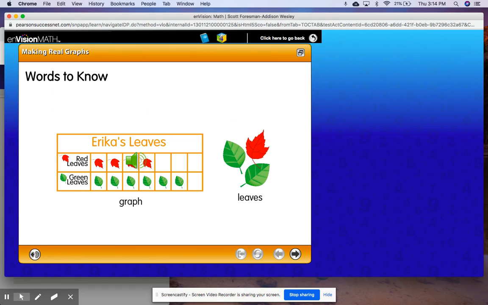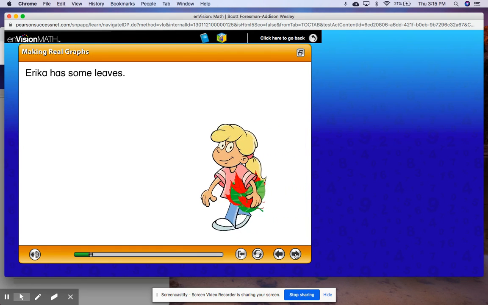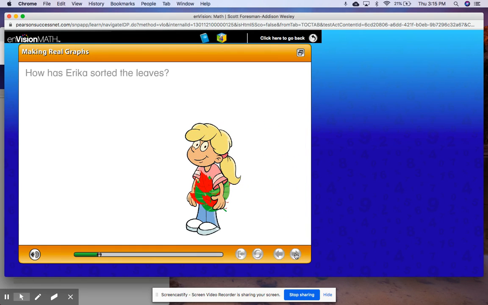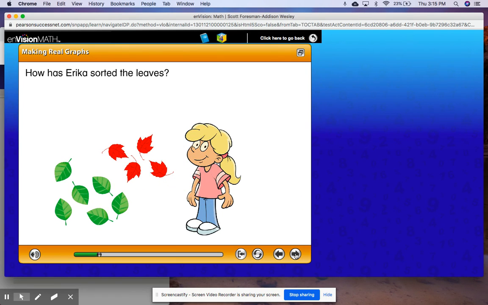Our words to know: graph. Leaves. Erica has some leaves. How has Erica sorted the leaves? Looking at Erica's leaves right here, she's sorted them by something. Think about how they're broken into two groups. What do you notice about them?